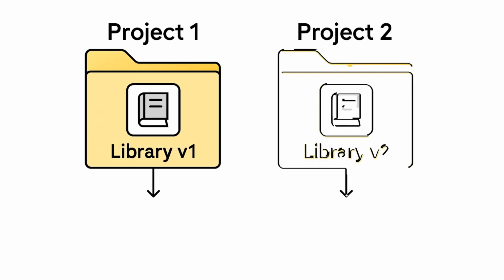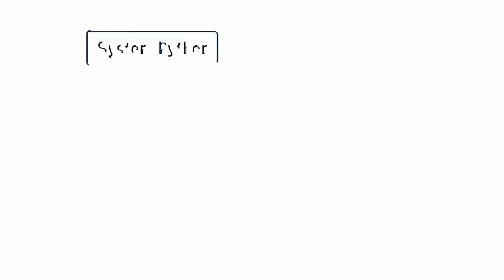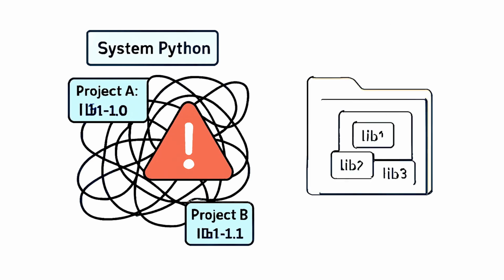Imagine you have two Python projects. One needs version 1 of a library, the other needs version 2. If you install everything globally, your system Python gets crowded. Different projects may fight over versions and things break in confusing ways.